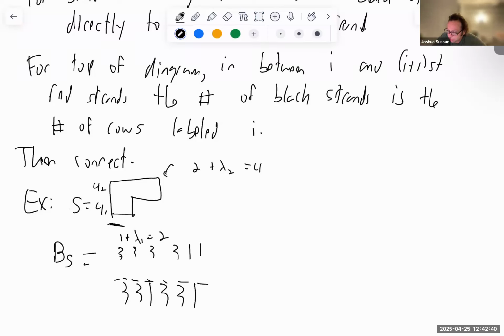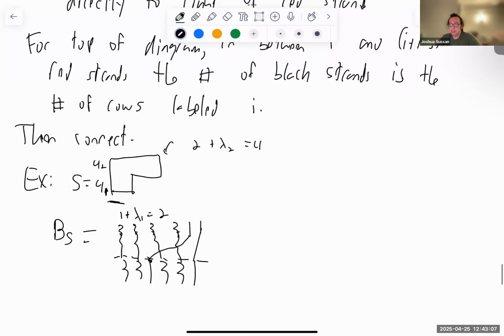And first of all, let's just connect the red strands. It turns out that you have to prove some things, that the connecting is independent due to relations in the algebra. The only question is, how do I connect this black strand up here? Well, since the subscript is 1, I connect it to the first one. How do I connect this thing here? Since the subscript is 2, I just connect it up there like that. So that's the diagram associated to S.